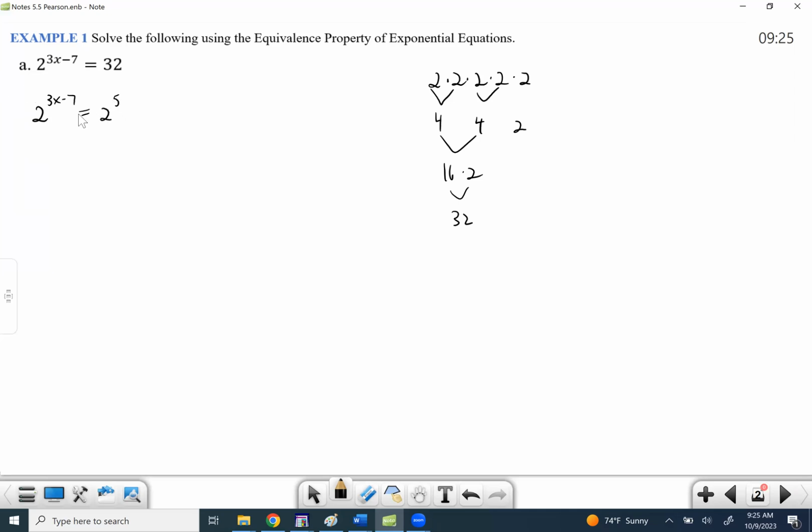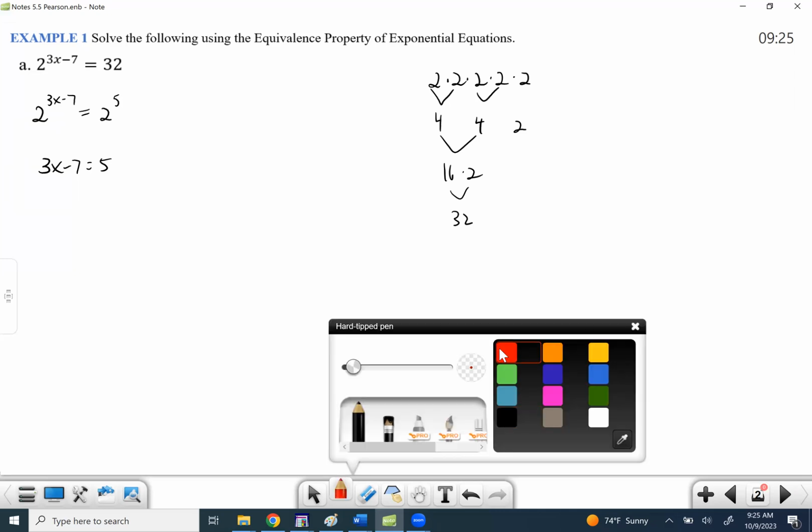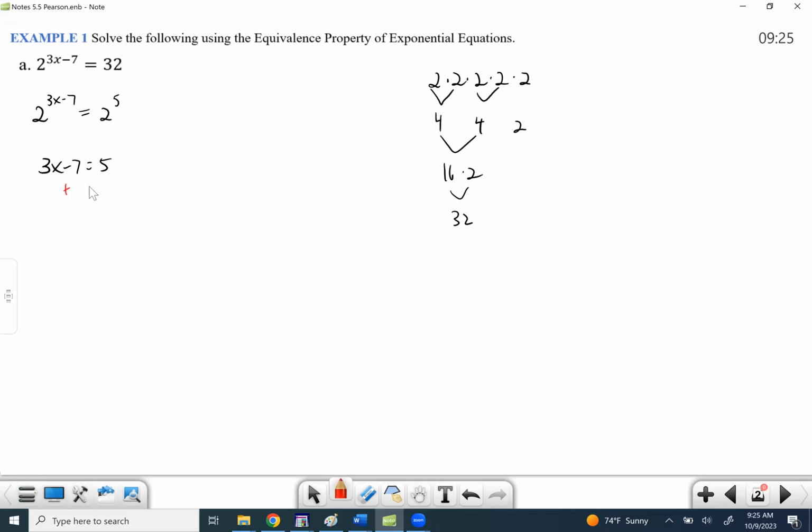And this is the goal, to get them to where they have identical bases. Now that the bases are the same, we can just set the exponents equal to each other. The bottoms already equal each other. So now we just need to make the tops, the exponents, equal each other. And then we'll solve this in the usual way that you've been solving all semester.